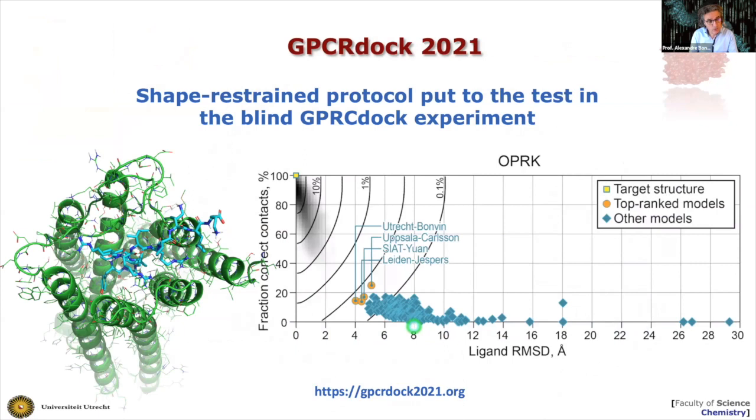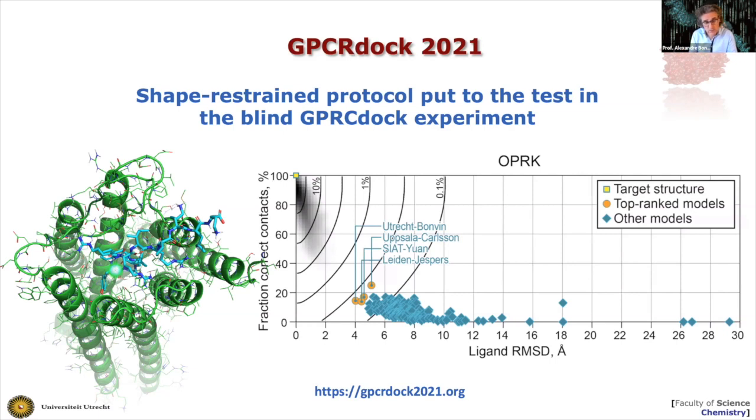We put pretty much the same protocol to the test in another blind competition, the GPCR docking experiment, which ran in late 2021. We had five targets. These were all GPCRs, which we had to model from sequence, and the ligands were either peptides or peptide-like. What you see here is, for one of the targets, the best model we generated, based again on the shape docking protocol. At least there was some information for part of the ligands. And this is what we used to dock the peptide inside the binding receptor.